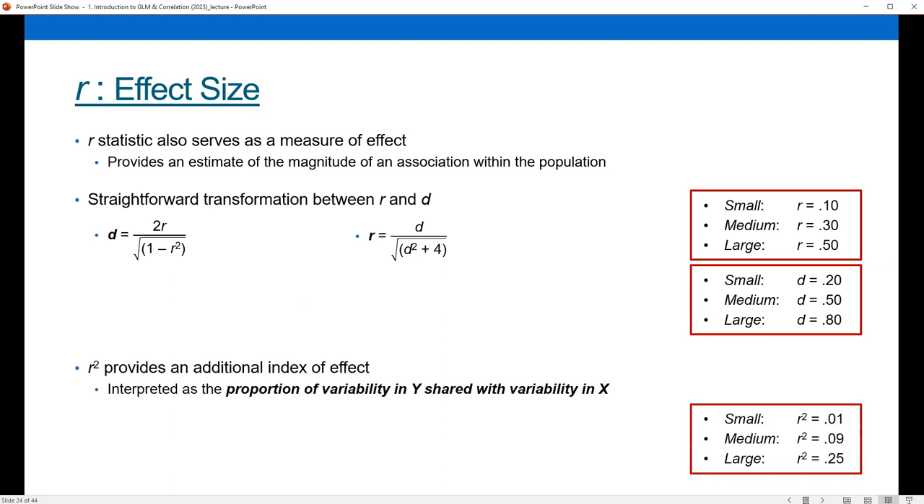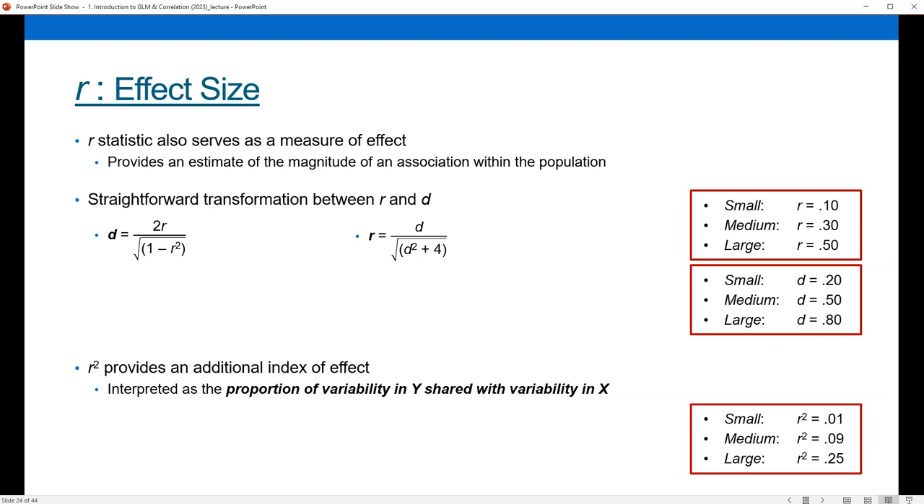Okay. All right. Other thing to note in terms of effect sizes, other thing that we can do with r: if we take r and square it, this turns it into a different index that has some nice interpretability. We square that Pearson correlation, and that tells me the proportion of variability in Y that's shared with variability in X.